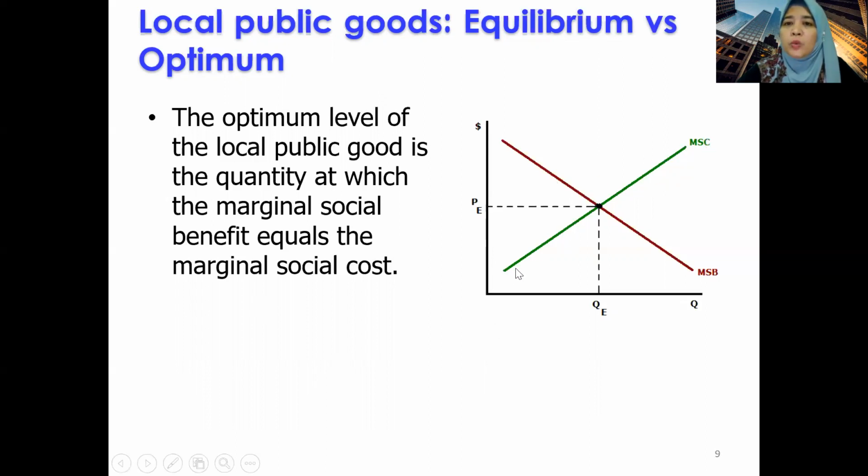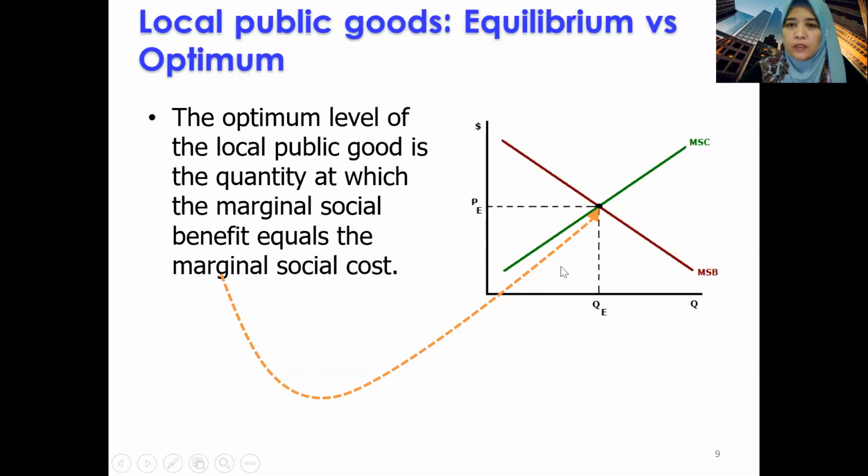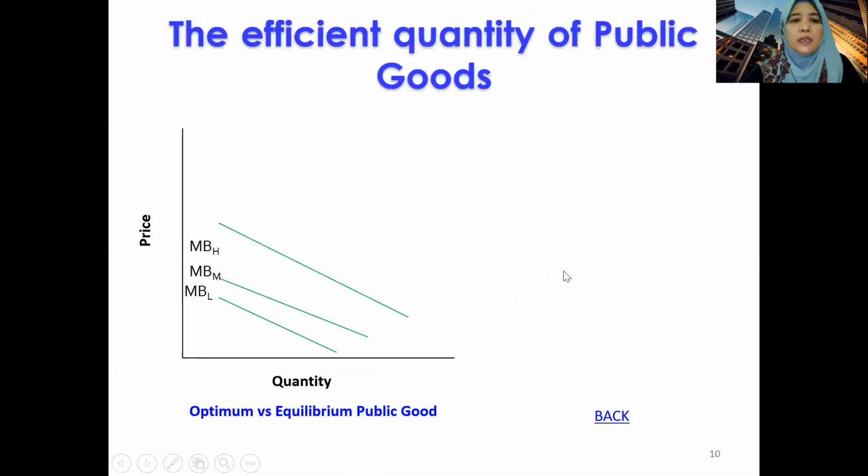So the interaction between MSC and MSB: the x-axis is the quantity of goods, the y-axis is the cost or the price. We can see here the point of intersection between MSC and MSB. So this is the optimum level. But is this the equilibrium level? Not really, we will see later on. This is the efficient optimum versus equilibrium public good. The next one will show you the equilibrium.